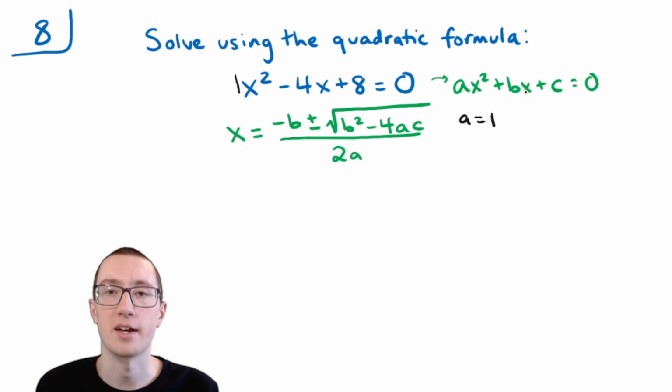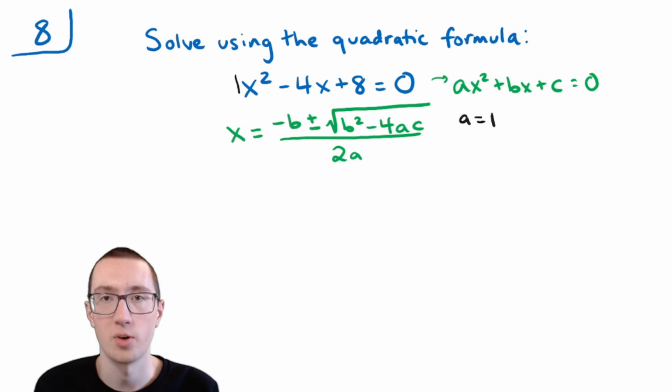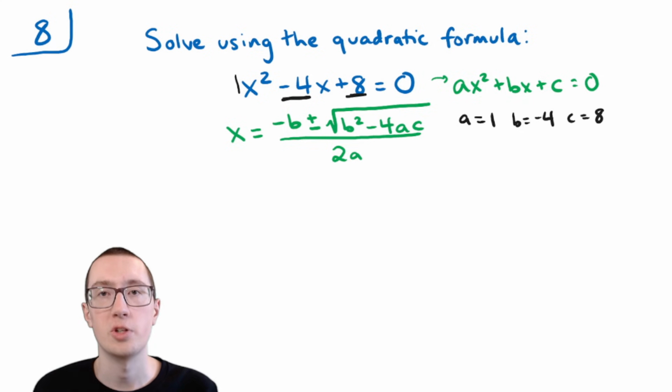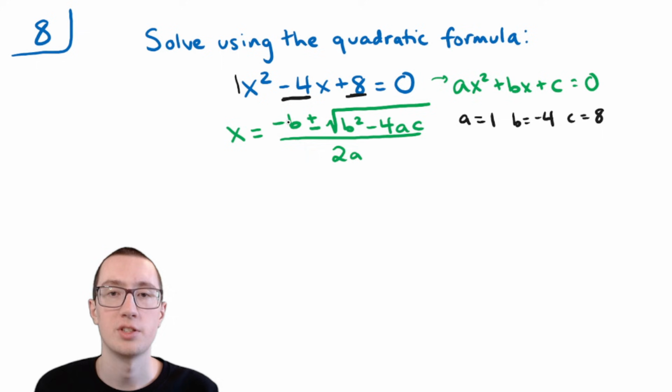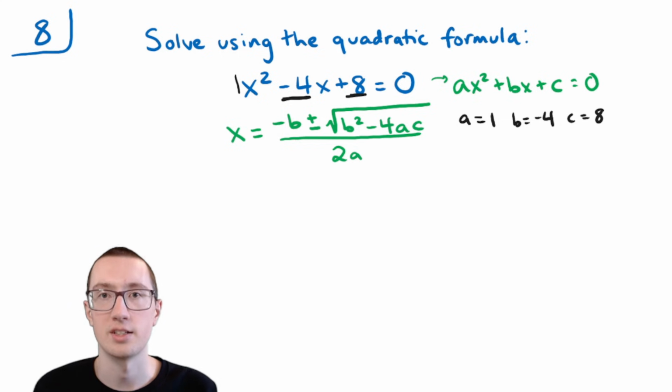B is the number in front of x. And remember that it's not necessarily going to be in this order every time. You might have to rearrange the equation around. But in this case, b is going to be negative 4. Remember, the negative sign stays. So b is negative 4. And then finally, c is 8 here, positive 8. So to use the quadratic formula, all we have to do is plug these numbers into the a, b, and c and see what we get.